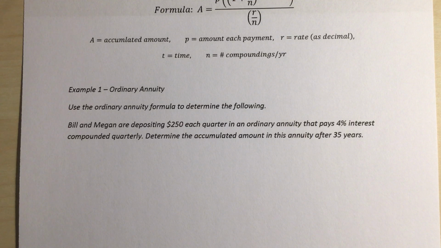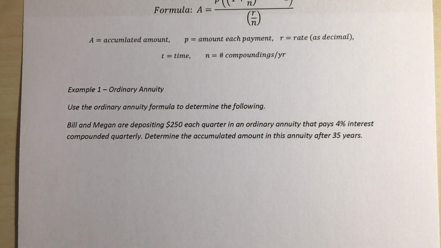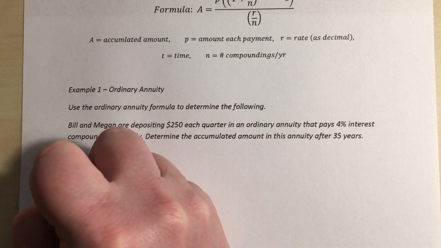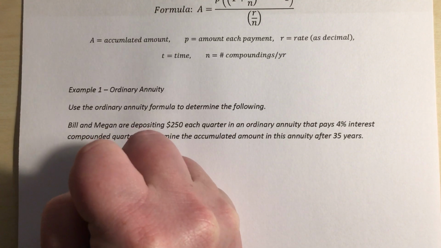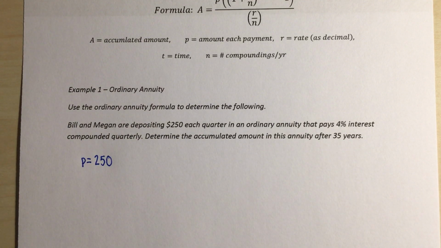So use the ordinary annuity formula to determine the following. Bill and Megan are depositing $250 each quarter in an ordinary annuity that pays 4% interest compounded quarterly. Determine the accumulated amount in this annuity after 35 years. All right, so P is the amount of each payment. Again, it's not our principal at the beginning. In this case, it's the amount of each payment that's invested.